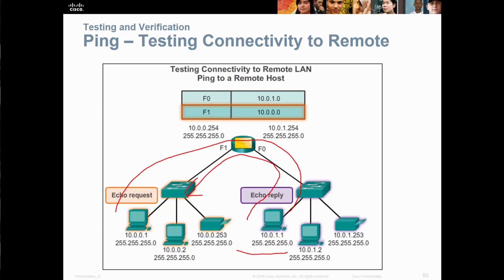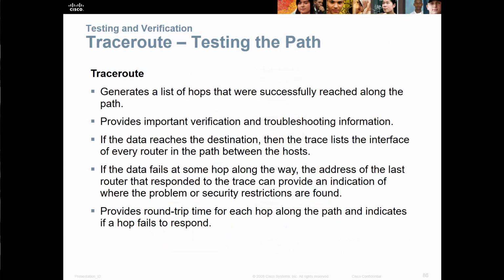We also have traceroute. Traceroute will allow us to see all the hops between one network and another, up to 30-ish devices down the line.